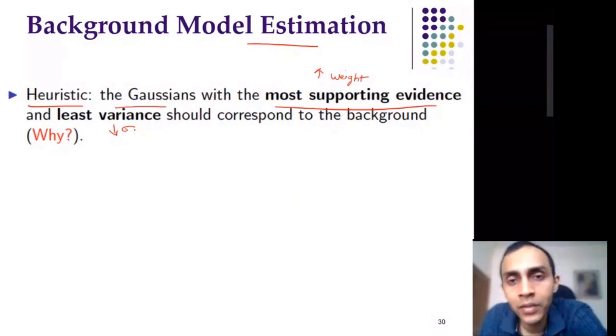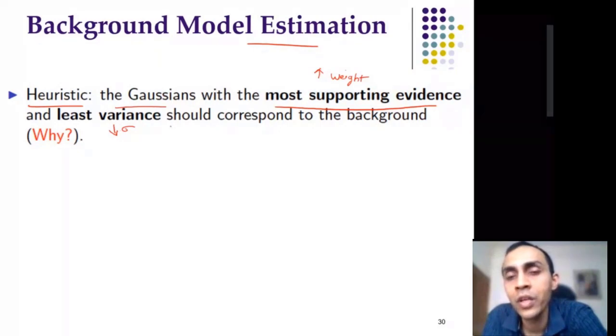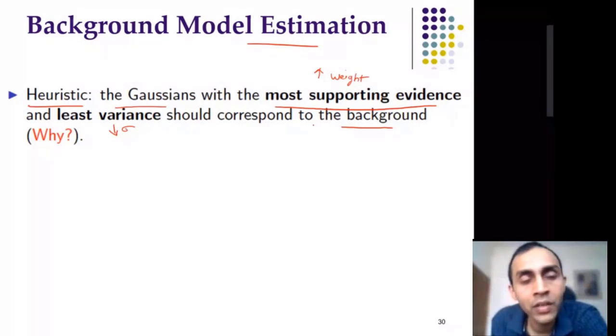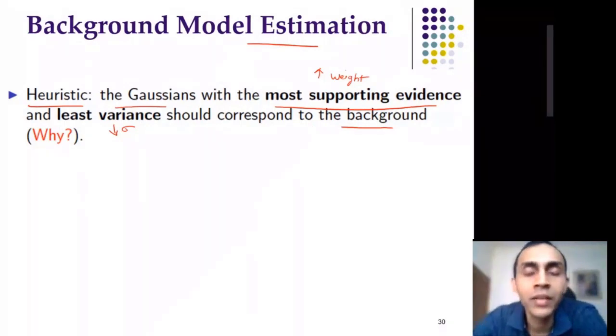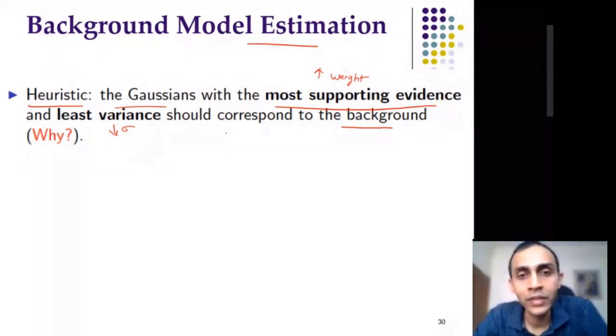So there are two things I've stated here: the Gaussians which have a high weight and a low variance should correspond to background, and vice versa. Any distribution which has low weight and high variance should correspond to foreground. Can anyone in the audience answer why? I've already spoken about it. Just to see whether you are attentive: why will a background distribution have a high weight and low variance?